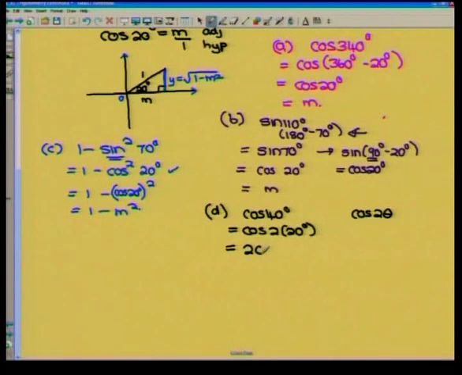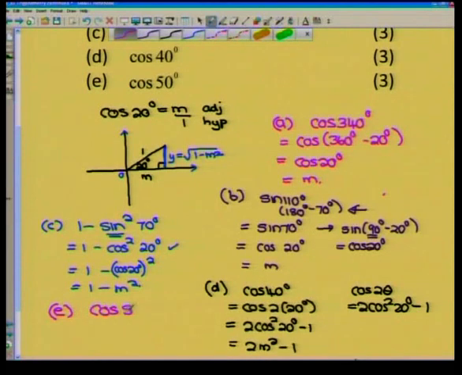All right, let's go down here. And so we know we're going to use the formula 2 cos squared 20 degrees minus 1. So that's going to be 2, and we know that this is going to be m squared minus 1. Good, so we're still working perfectly all right without that drawing. Right, so let's go to E now and see what E brings. Let's get a color again. Okay, E says, what is the cos of 50 degrees?